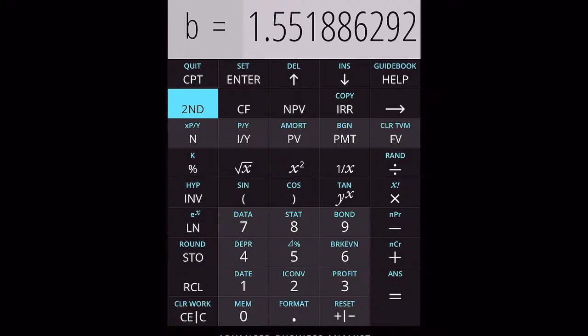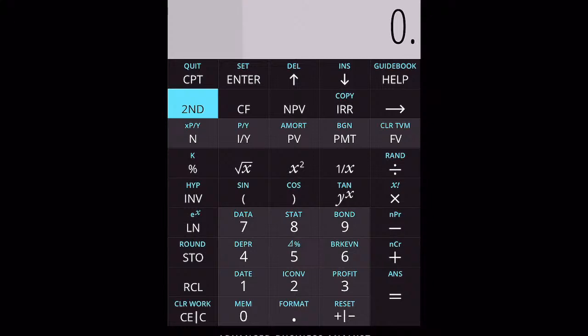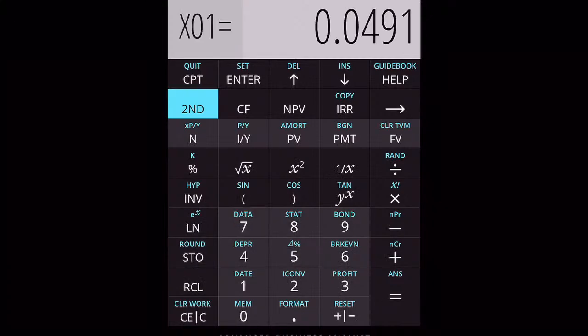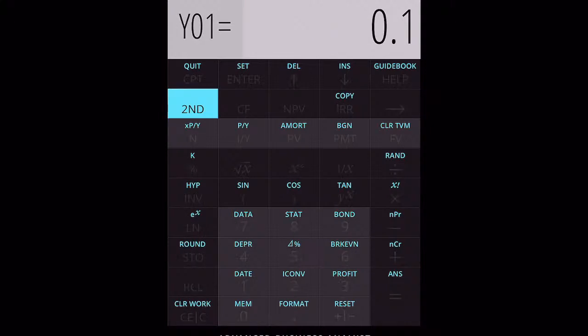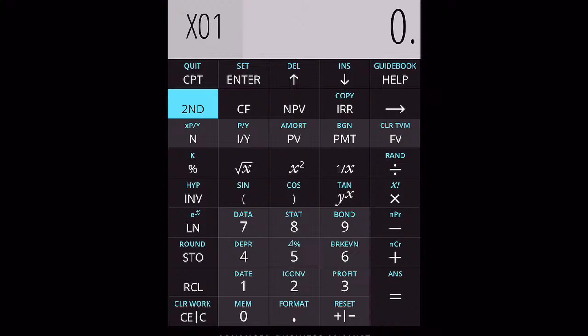Okay. So I entered the data in here in pairs. So I put the numbers in. Maybe I can just do it again. So second, clear work. So start over. Starting from scratch. Do it with me.